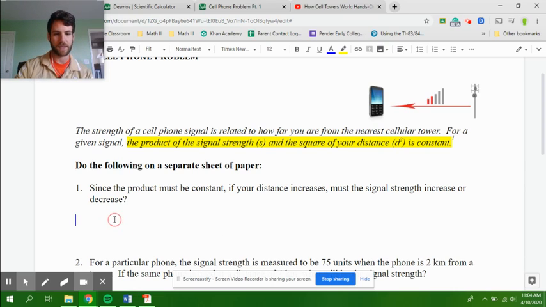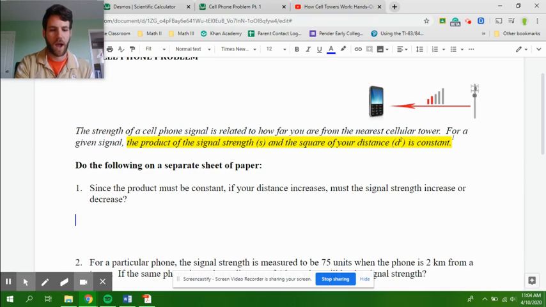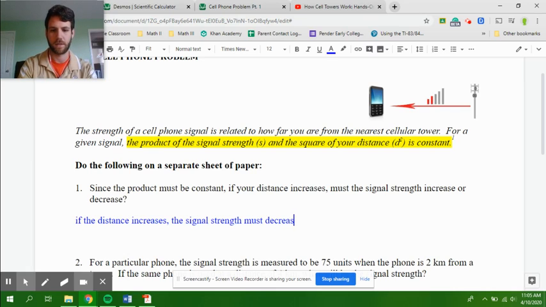So what we would basically see in this question is the following. To answer this question, I would say if the distance increases, the signal strength must decrease. It's got to equal the same thing when they are multiplied. So if one goes up, the other has to go down.